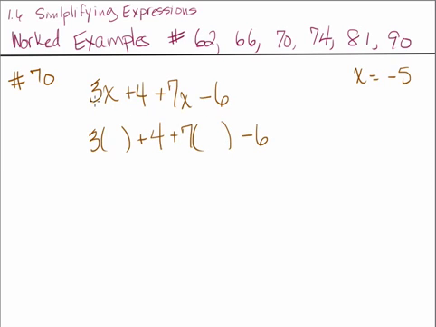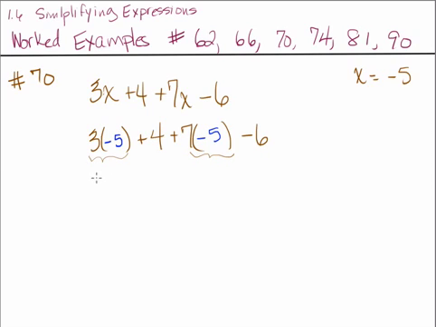Recall that 3x means 3 times x. So this is 3 times something, and this is 7 times something. Since x is negative 5, I fill in the parentheses, or the blank spaces, with negative 5. And the rest is down to order of operations. This is a multiplication problem, and this is multiplication. The rest is addition and subtraction.